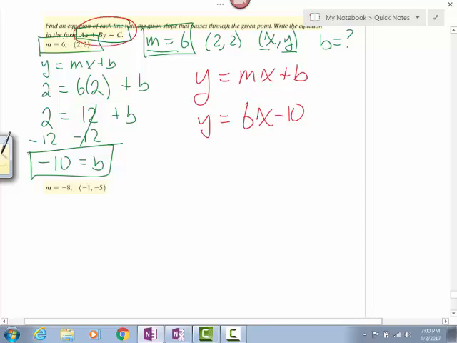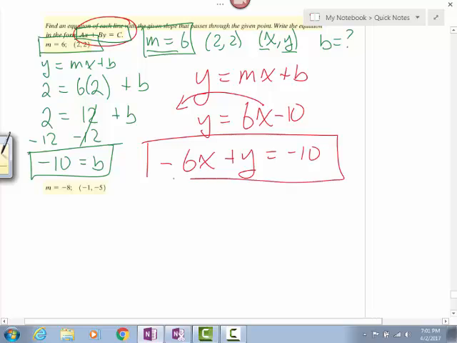AX plus BY equals C. All they're telling me to do is put the X and the Y on the same side. I'm going to move this 6X to this side. And if I move that 6X over, it's actually going to become a negative 6X. That Y will stay positive, equals negative 10. And now we're done.